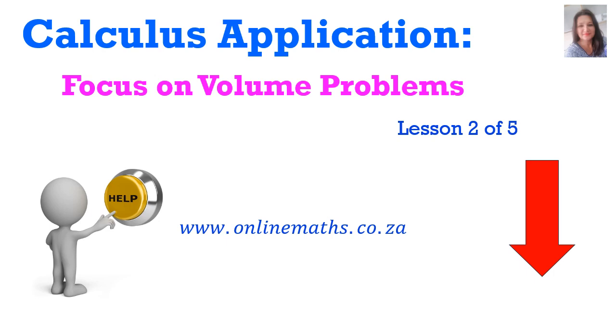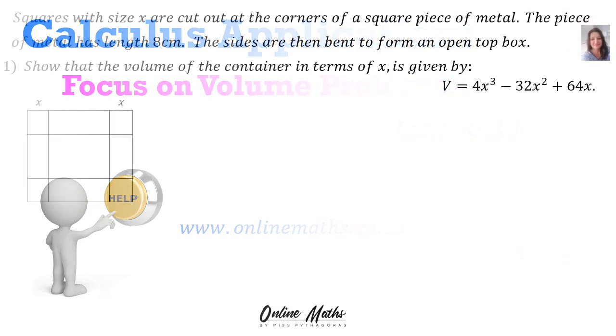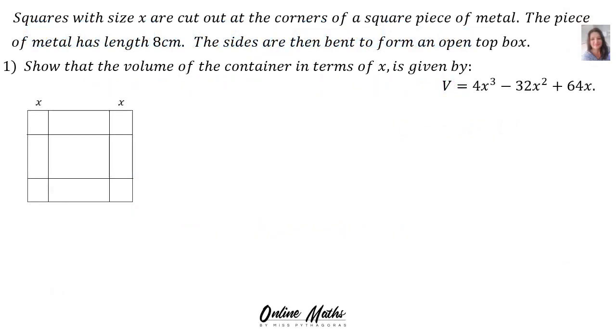Let's start with the maths. Example 1. Squares with size x are cut out of the corners of a square piece of metal. The piece of metal has length 8 centimeters. The sides are then bent to form an open top box.